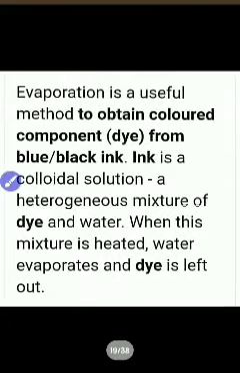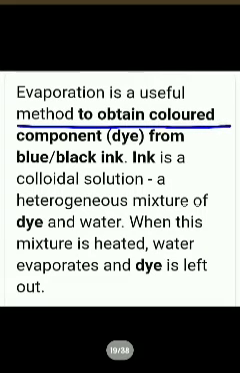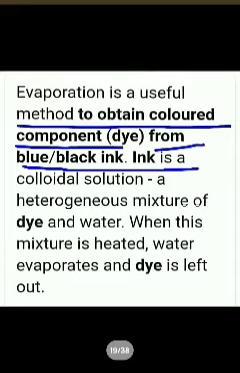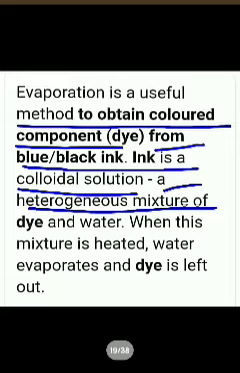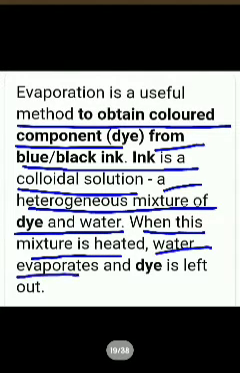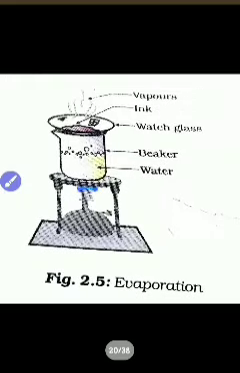So the next is evaporation. Evaporation is a useful method to obtain a colored component like dye from blue black ink. Ink is a colloid solution, a heterogeneous mixture of dye and water. When this mixture is heated, water evaporates and dye is left out. Then we can separate this. Here we can see the evaporation method.